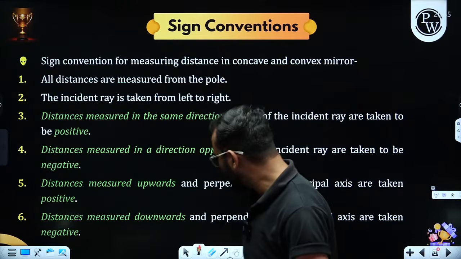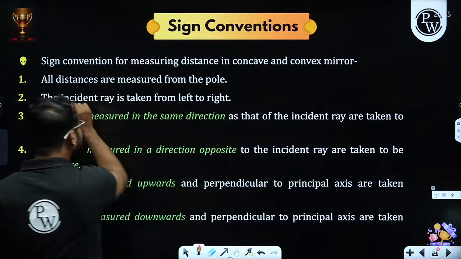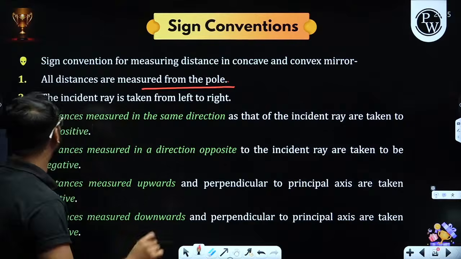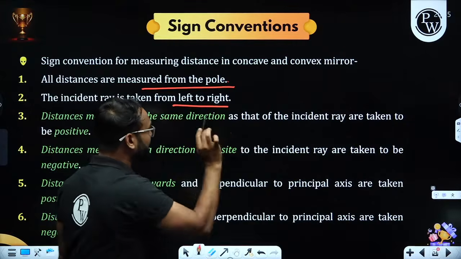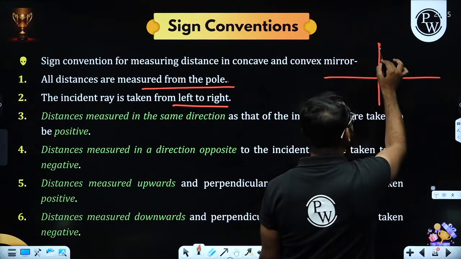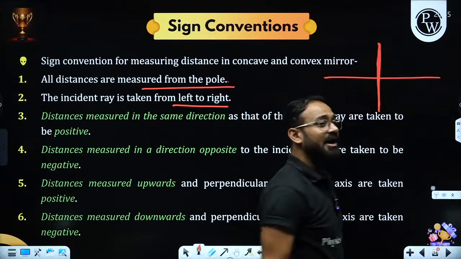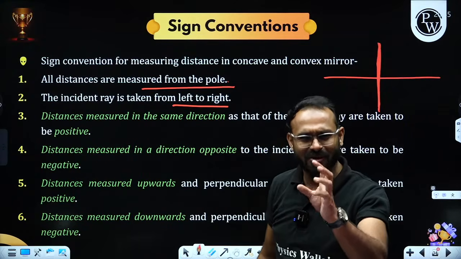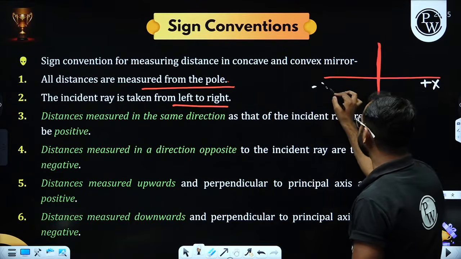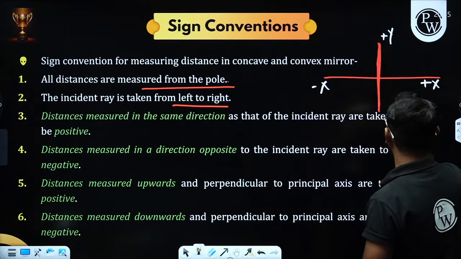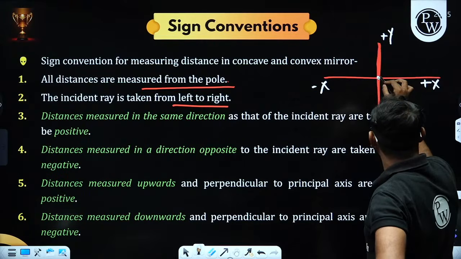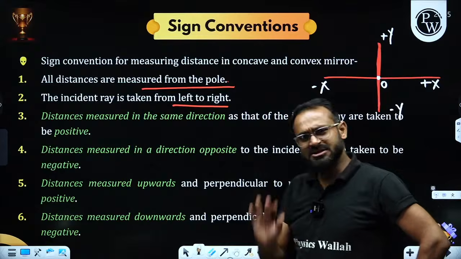So in a language format, it says all the distances are measured from the pole. As I already told you in the starting, the distances will be measured from the pole. The incident ray is taken from left to right. That means the sign convention, if you know about the Cartesian coordinate system, in mathematics, there will be a plus x-axis, a minus x-axis, a plus y-axis, a minus y-axis, yes or no? And this will be the origin.